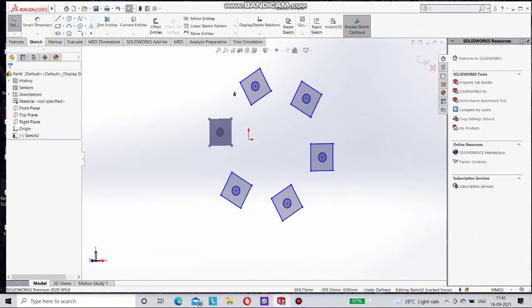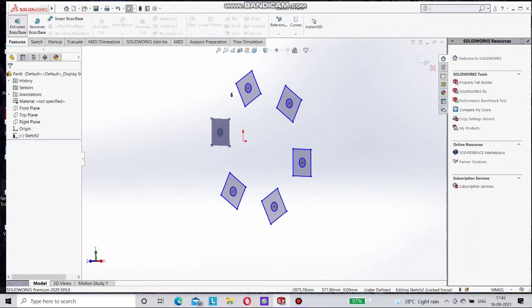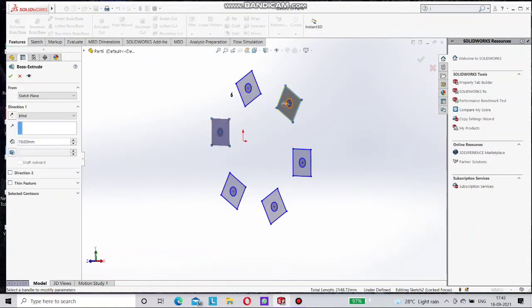You can also extrude this sketch by the extrude command like this. You just have to select these entities to extrude.